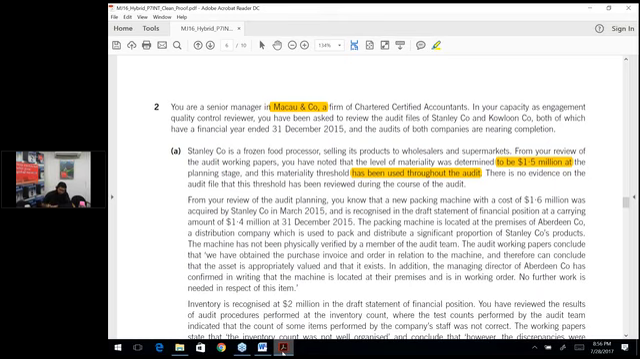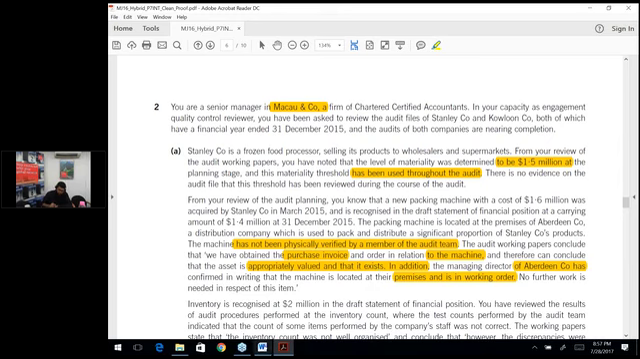From your review of audit planning, you know that a new packaging machine with a cost of 1.6 was acquired by Stanley in March 2015 and is recognized in the draft financial position at an amount of 1.4 at 31st December. The packing machine is located at the premises of Aberdeen Company, a distribution company which is used to pack and distribute a significant proportion of Stanley Company's product. The machine has not been physically verified by a member of the audit team. Audit working papers conclude we have obtained the purchase invoice and order in relation to the machine, and therefore can conclude that the asset is appropriately valued and that it exists. In addition, the Managing Director of Aberdeen Company has confirmed in writing that the machine is located at the premises in working order. No further work is needed in respect of this item.